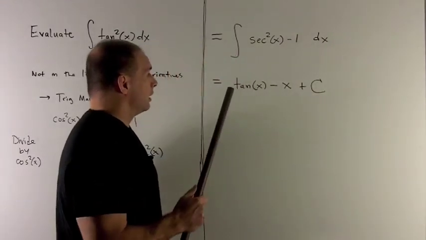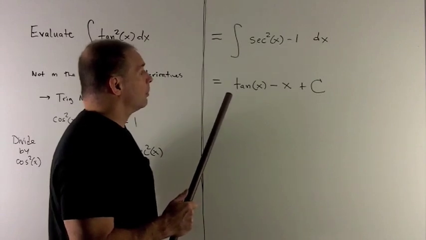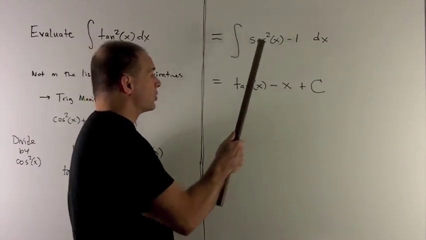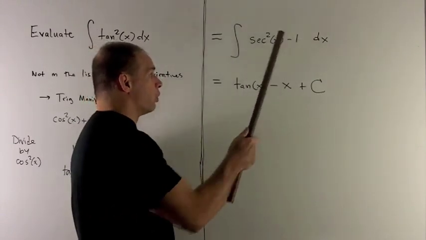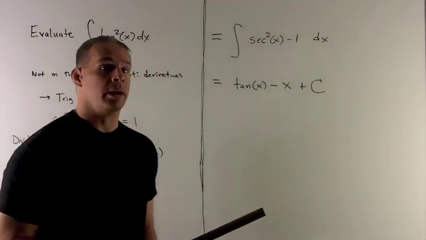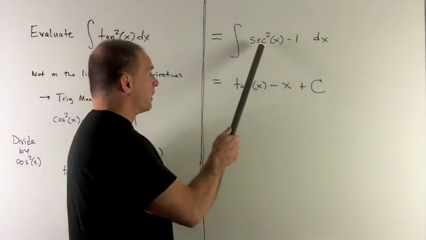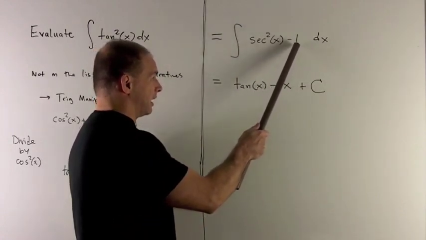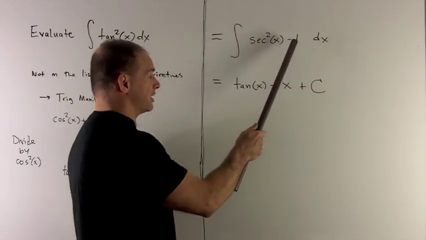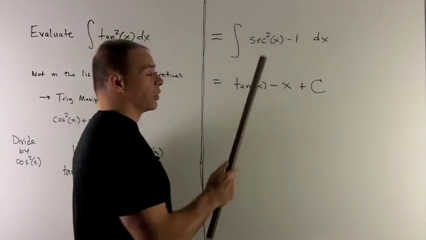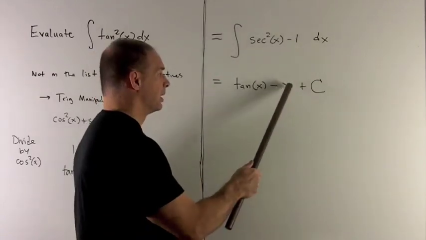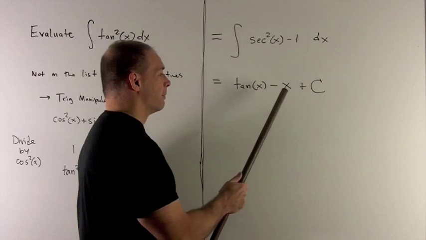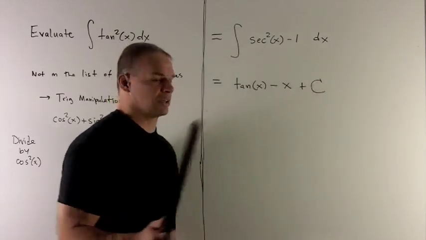Replacing that in my indefinite integral, we notice secant squared is on our list, and we know a rule for how to integrate 1. So the antiderivative of secant squared is tangent x. The way I take the antiderivative of 1 is just to turn it into x. Constant terms go to the constant times x. So my answer is tan x minus x plus my constant of integration.